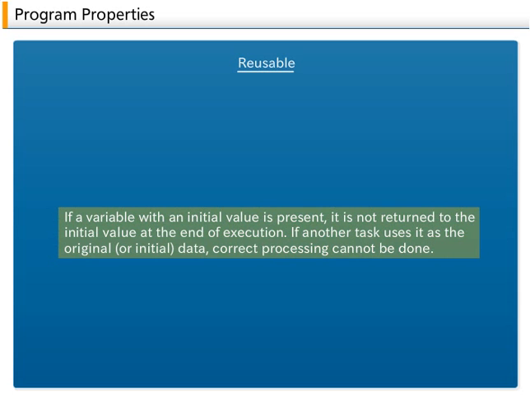If a variable has an initial value and the program changes its value, the value of the variable will not be restored to the initial value at the end of execution. Because of this, if another task uses it as the original, or initial, data, correct processing cannot be done.